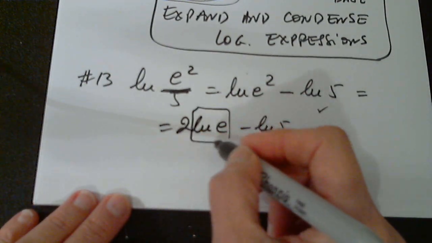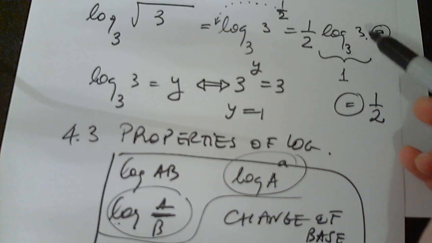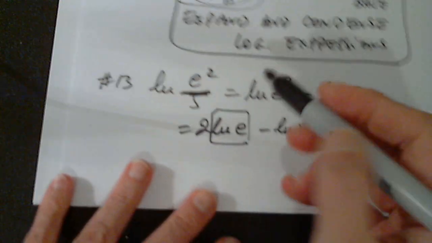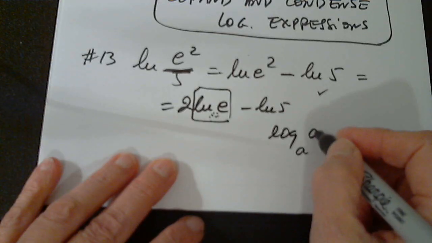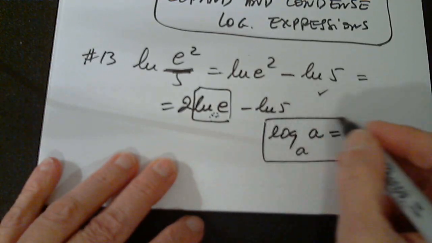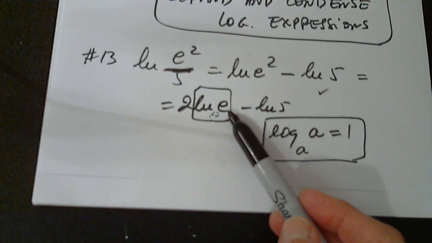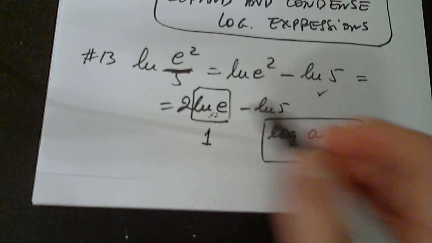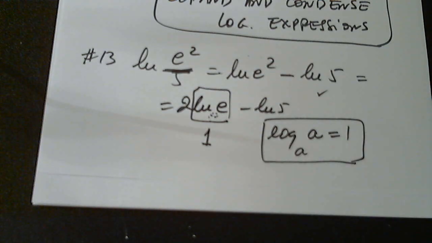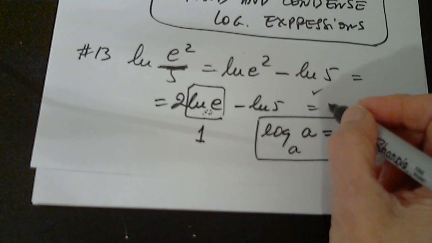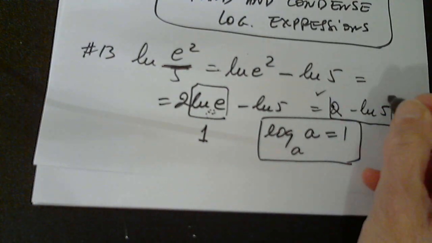Well, natural log e is the same thing as log base 3 of 3, which I know is 1. How come? Because the base is e. So log base a of a is always 1. So when we apply log to the number that happens to be the base, the answer is always 1. A to the first power equals a. So then the final answer is 2, because it's 2 times 1, minus natural log 5, and this is it.